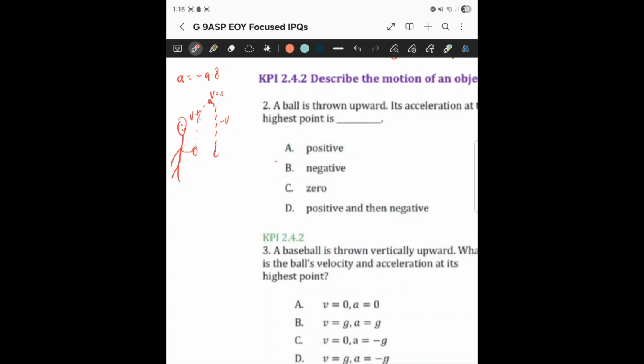So the higher up you go, the slower you get, and the lower down you go, the faster you get. Fun fact, the speed here is always equal to the speed here. This will be positive, maybe 5. This will be negative 5. The values are the same, just one's positive, one's negative. All right, keep that in mind.